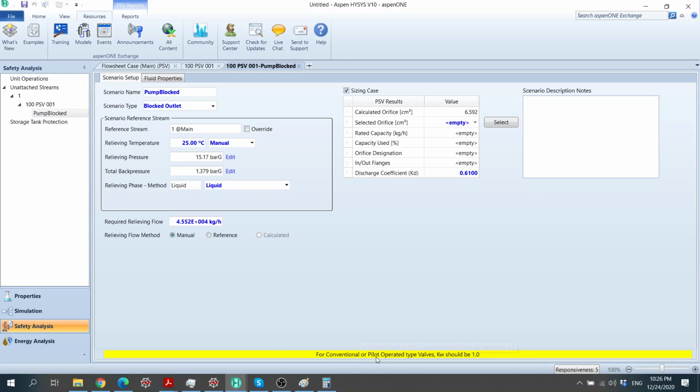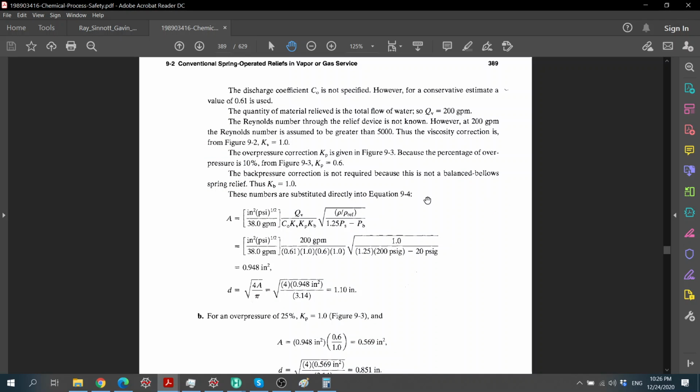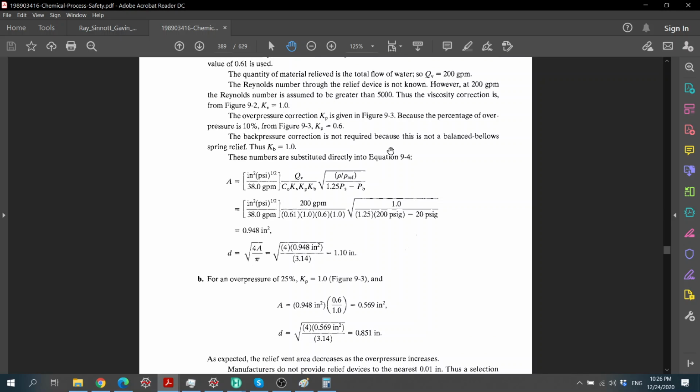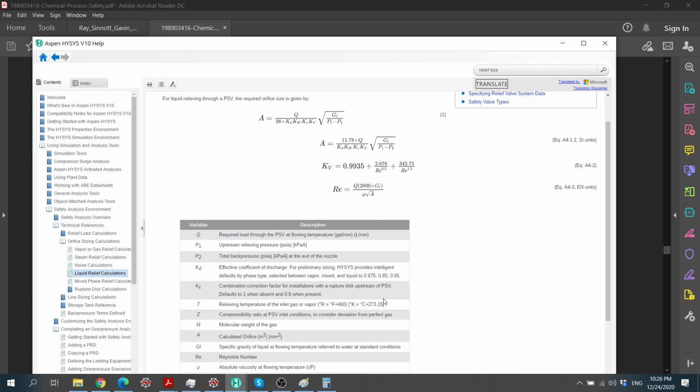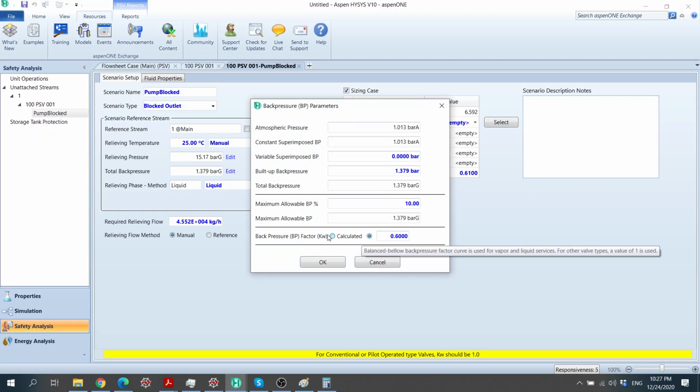But I have this concern that KW should be 0. I think that's the same statement as in this case. KB. KW is then KB, back pressure correction, because it is not balanced below, means it is spring loaded, like in this case. If it's spring loaded, that means the KB is equal to 1. So that KW seems to be the KB. So it has to be like 1. Calculated, maybe 1.